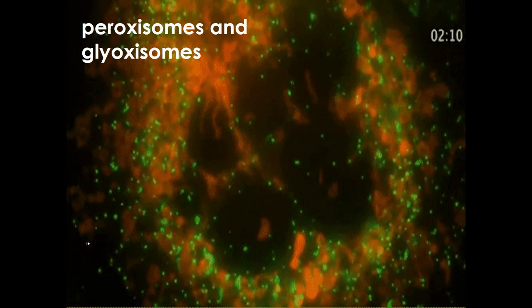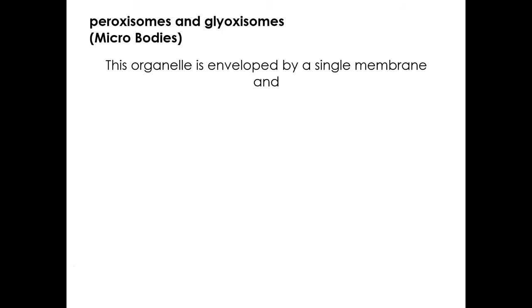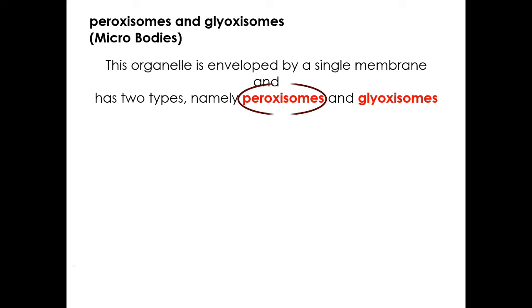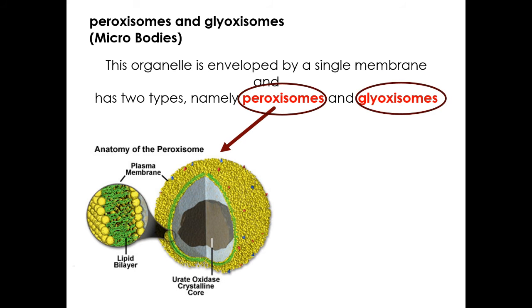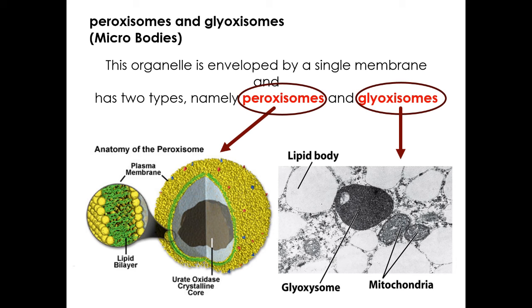The next organelles are peroxisomes and glyoxysomes. Peroxisomes and glyoxysomes are classified as microbodies. This organelle is enveloped by a single membrane and has the two types I mentioned before, the peroxisomes and glyoxysomes.